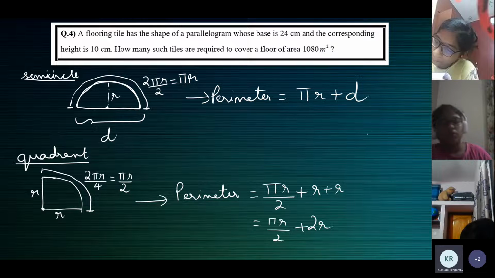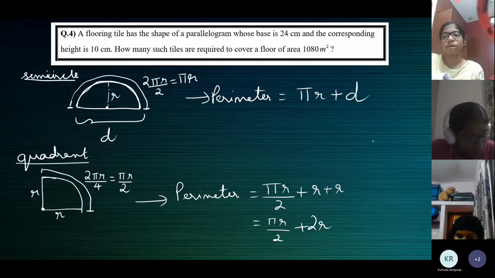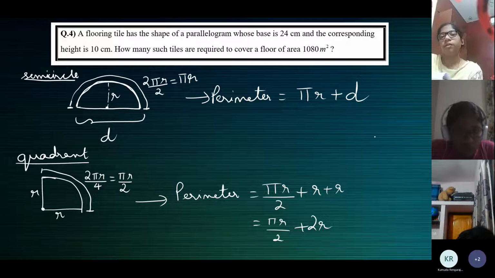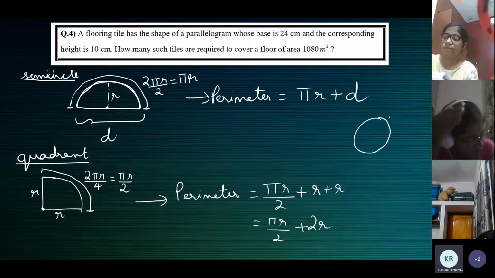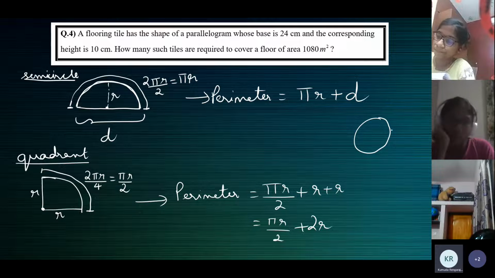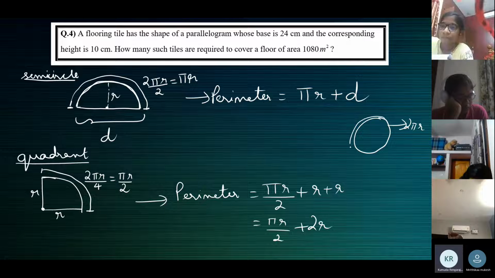So tell me, children, what is the length of the boundary of a circle? Circumference equals 2 pi r. Yeah, so the length of the boundary of the circle is nothing but the circumference or the perimeter of the circle, which is 2 pi r. So this full length is 2 pi r.